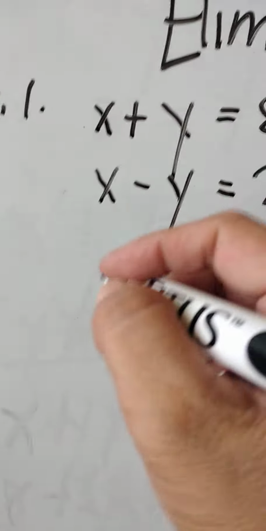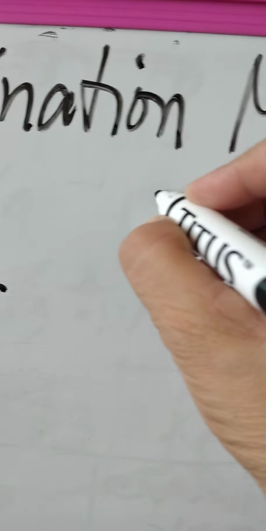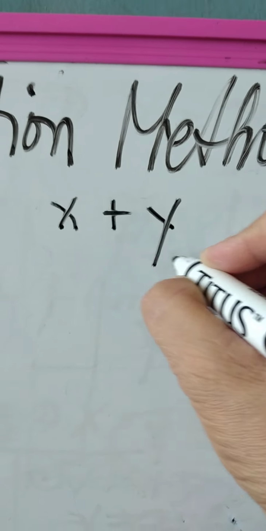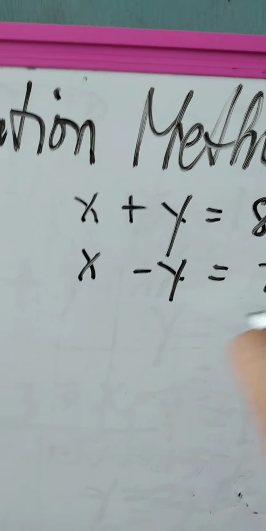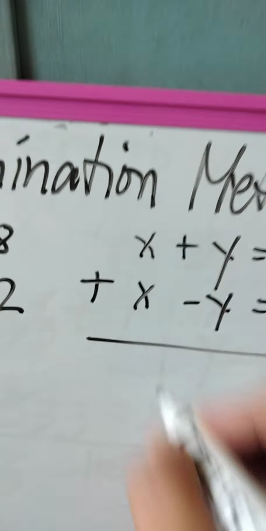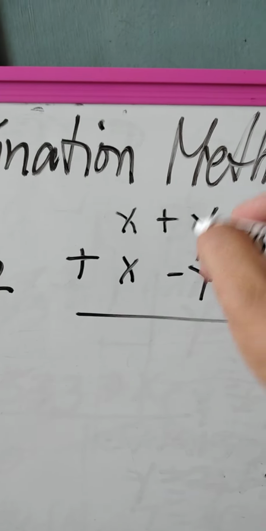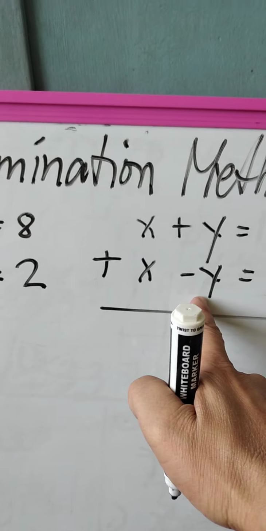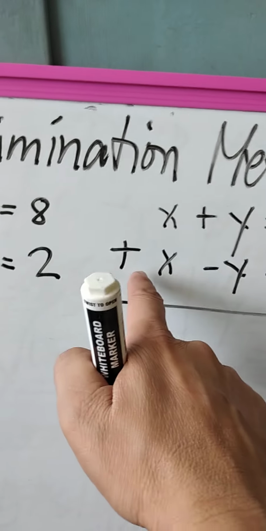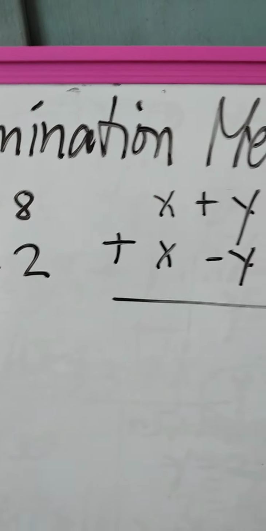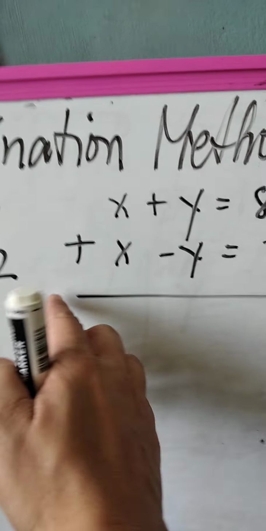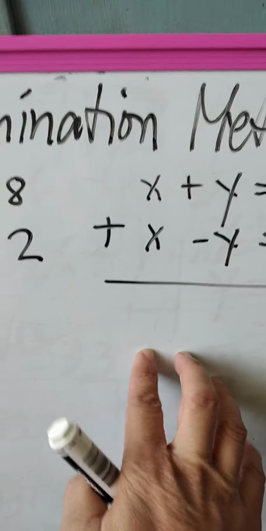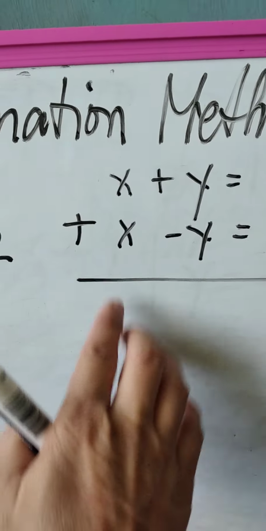So I will copy to show you. x plus y equals 8, x minus y equals 2. Now I will use elimination by addition, because my goal is to eliminate my y. You will add these two equations. This horizontal line means it's an equal sign, so you write down your answers below this line.